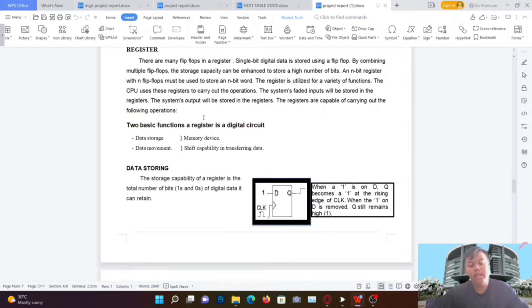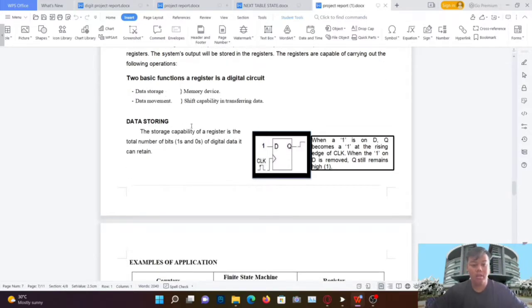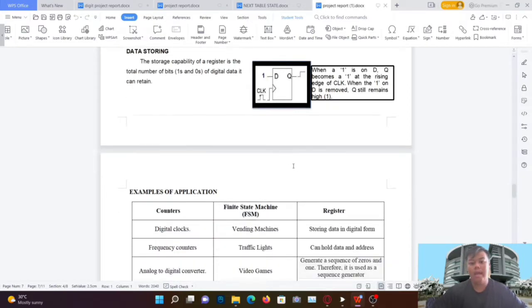There are two basic functions of a register in a digital circuit. The first is data storage for the memory device, and the second is data movement, the shift capability in transferring data. Data storing: the storage capability of a register is the total number of bits, ones and zeros, of digital data it can retain. When a 1 is on D, Q becomes 1 at the rising edge of the CLK. When the 1 on the D is removed, Q still remains high at 1.